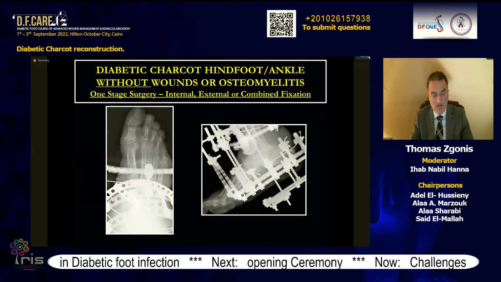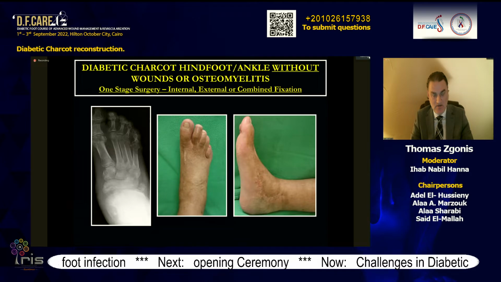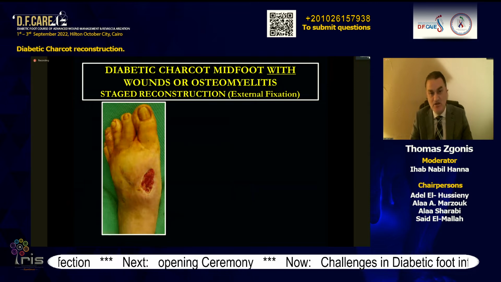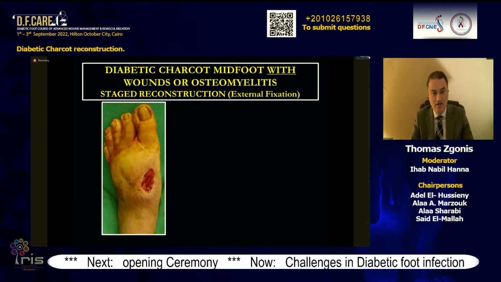As you see here, external bone stimulation as well, and anatomical alignment on the patient with that severe fracture dislocation on the hindfoot ankle. One-stage surgery. However, the surgical principles are thought differently if the patient has a history of open wounds or osteomyelitis.